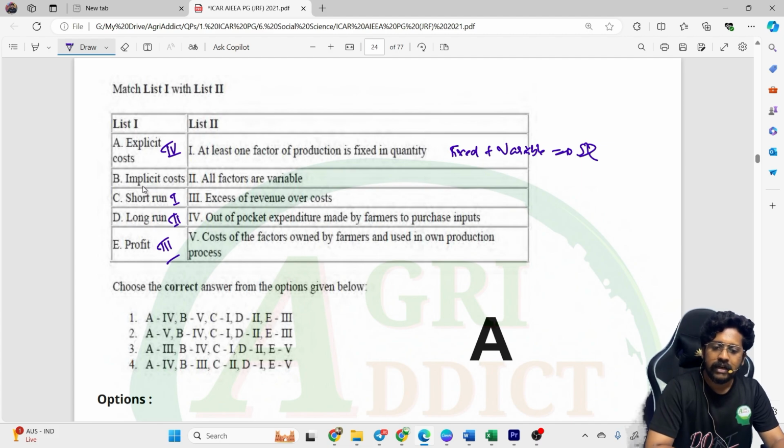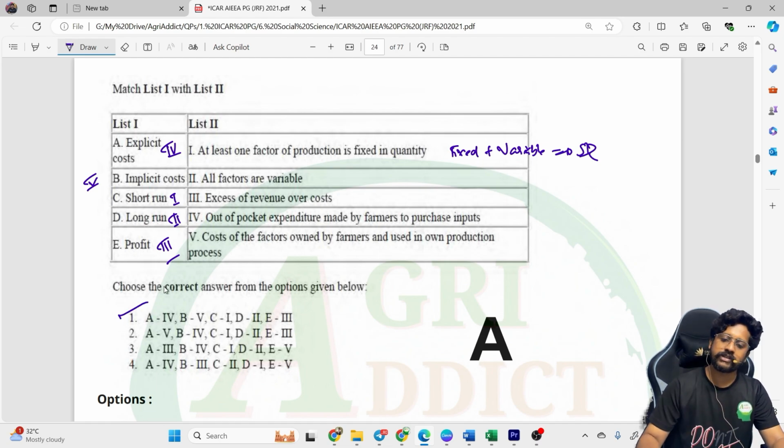What about the implicit cost? Cost of the factors owned by the farmer and used in own production process. So therefore, implicit cost can be connected with the fifth one. So therefore, A, B, C, D, E will be connected with 4, 5, 1, 2, 3. A will be the correct answer. The first option will be the correct answer.